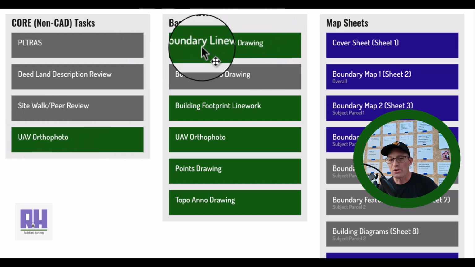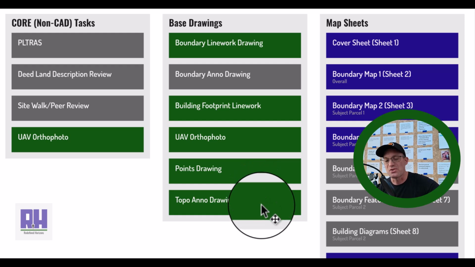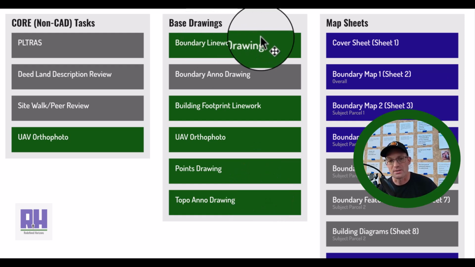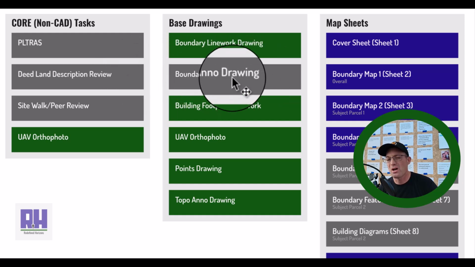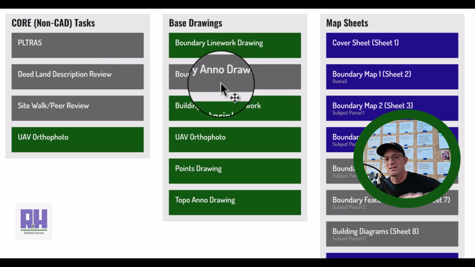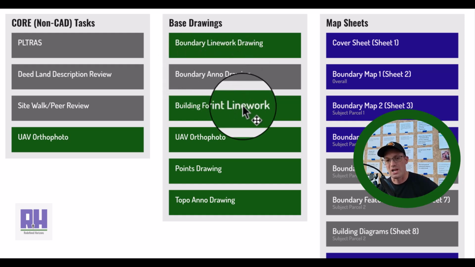We have a boundary line work drawing. So these are all our base drawings now. These are the drawings that get XREF'd into the sheet drawings. So we have our boundary line work. That's done, but I need to check it. The boundary anno drawing is done, but I have to change the scale. So there's a lot of work here. That's why it's in gray.